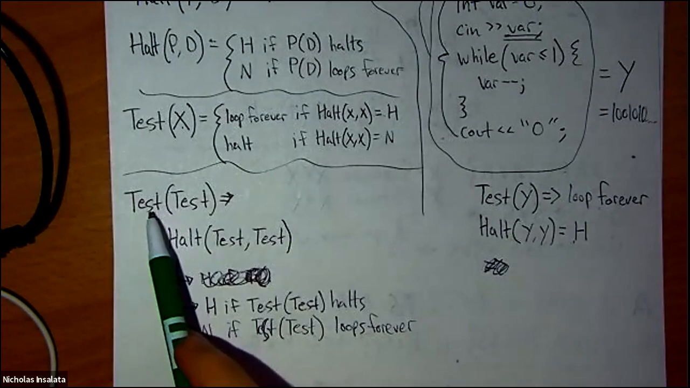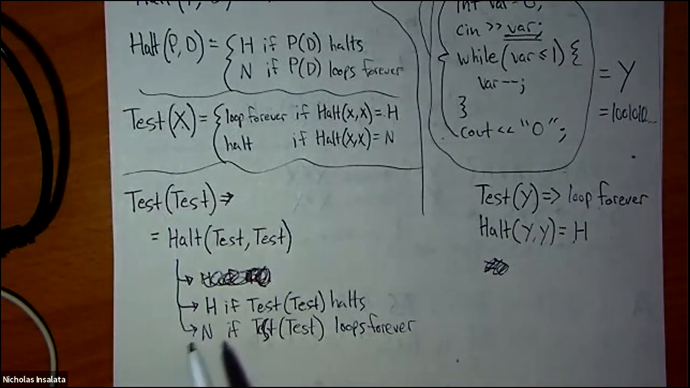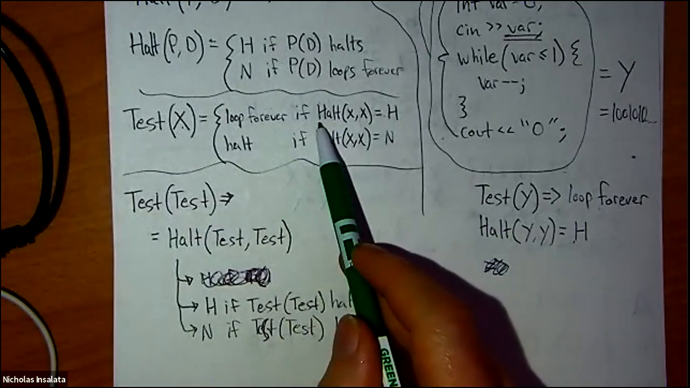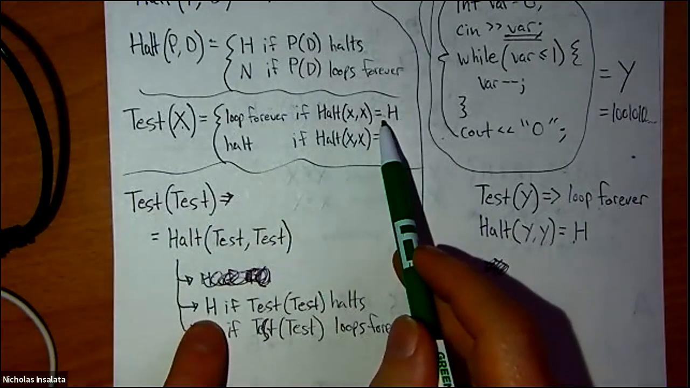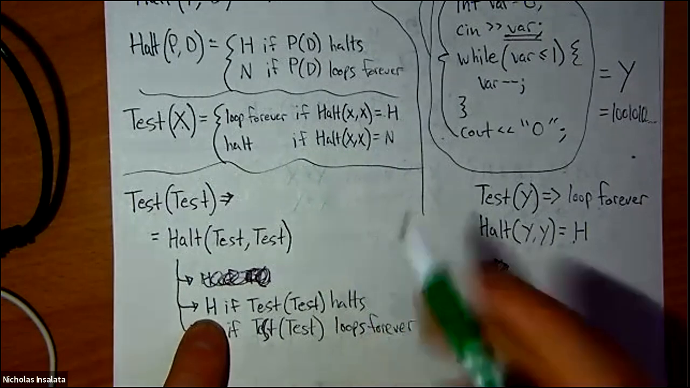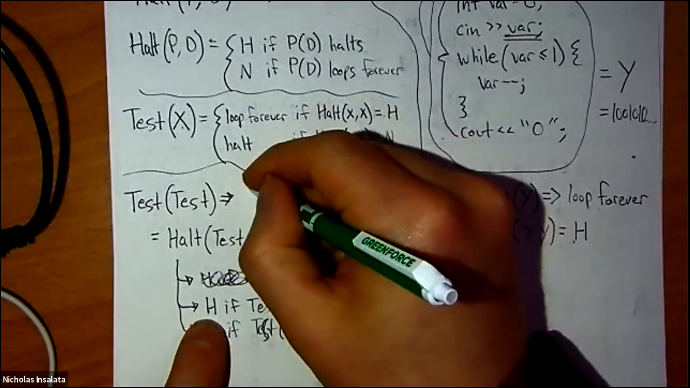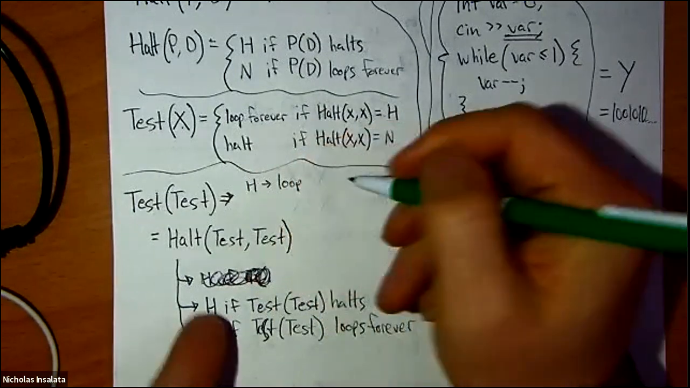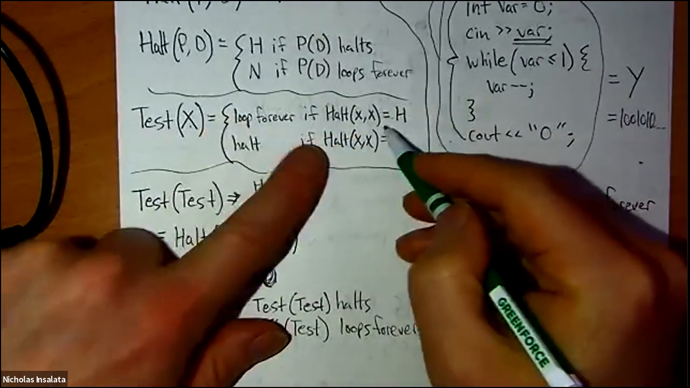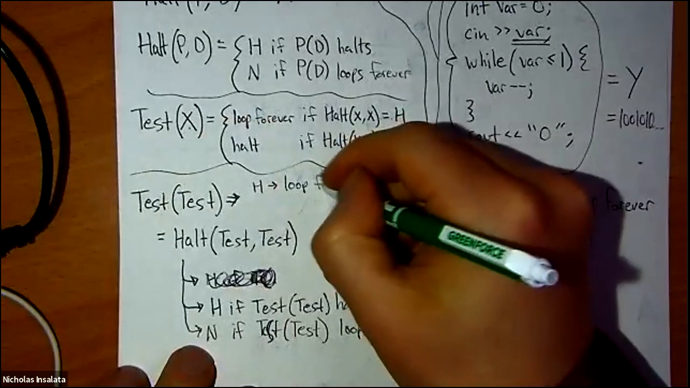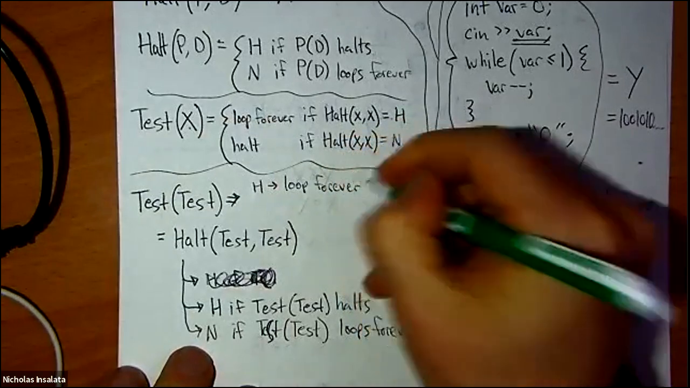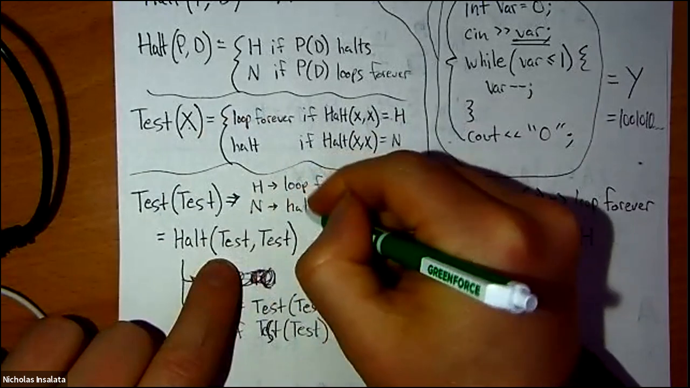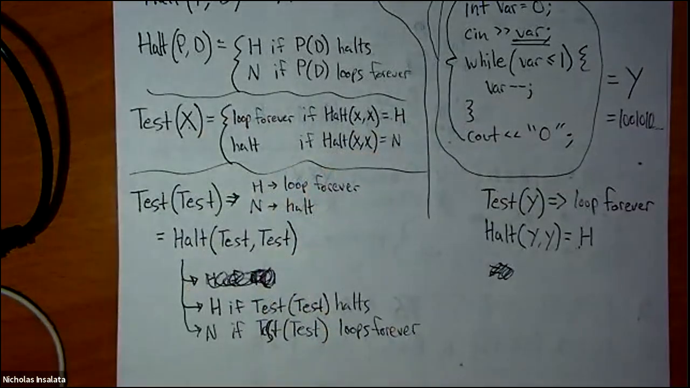What is test going to do? Well, test is going to loop forever if we get out an H, right? So if we get an H, that means we loop forever. That's the definition right here. If we get an H, we loop forever. If we get an N, then we halt. Does anyone see the contradiction?